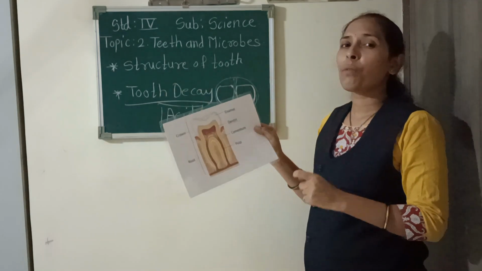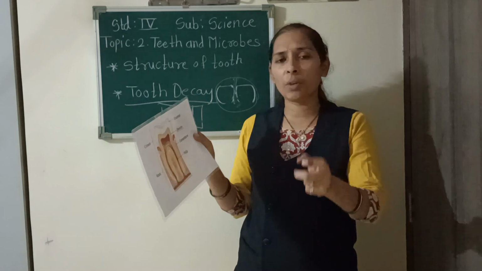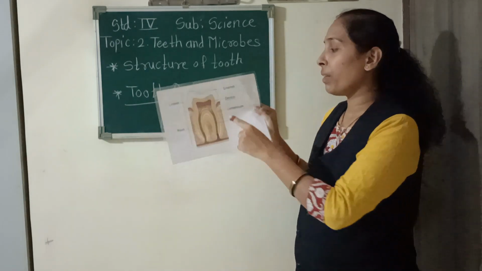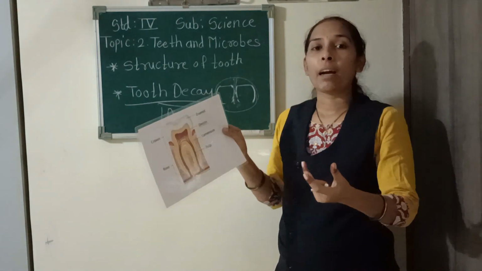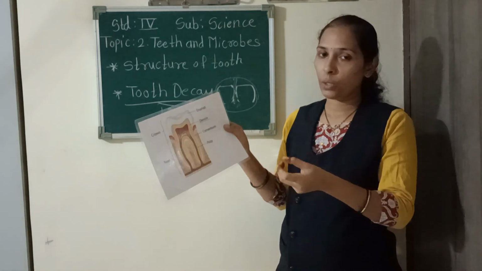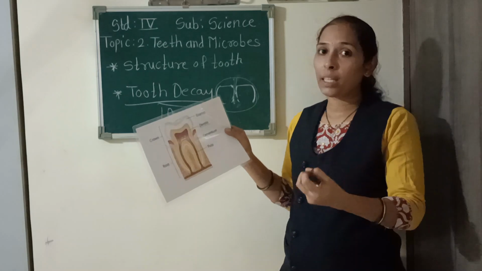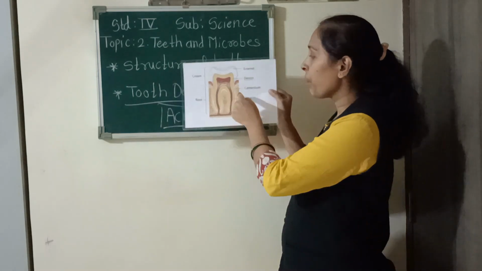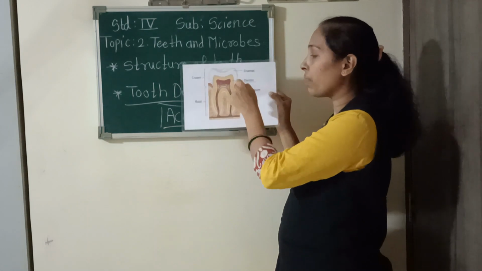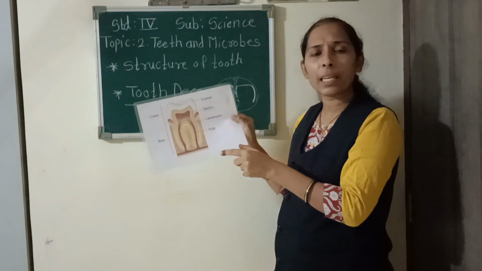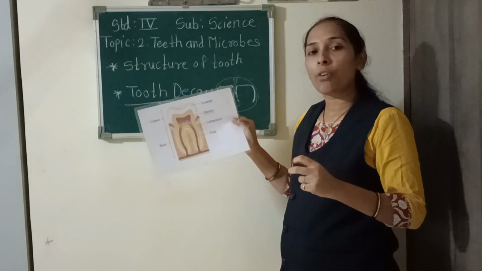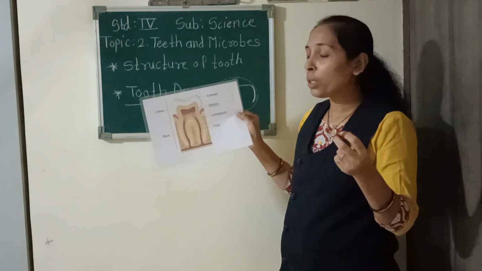Whenever we are having something hot, something sweet, or something cold, that thing comes in contact with the pulp, and then we are having the toothache. For that we also use the word what? Sensitivity. Why do we have the sensitivity? Because all these nerves and blood vessels get opened up. They come directly in contact with the hot and cold substances, and it starts to cause toothache.